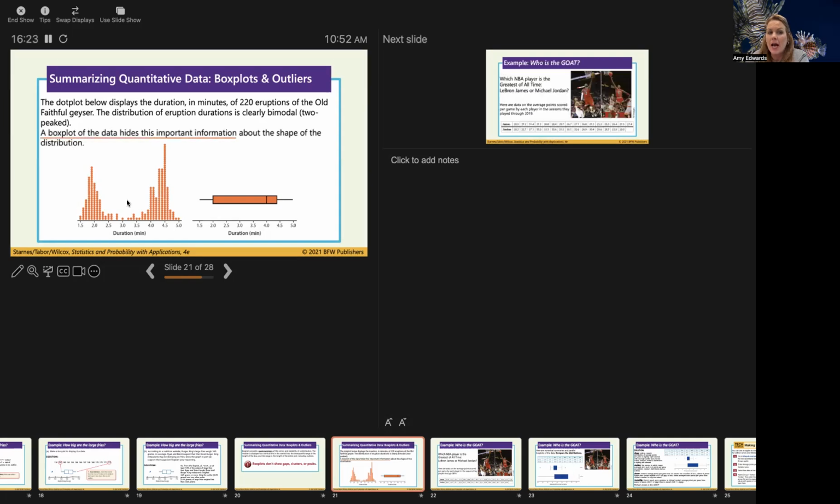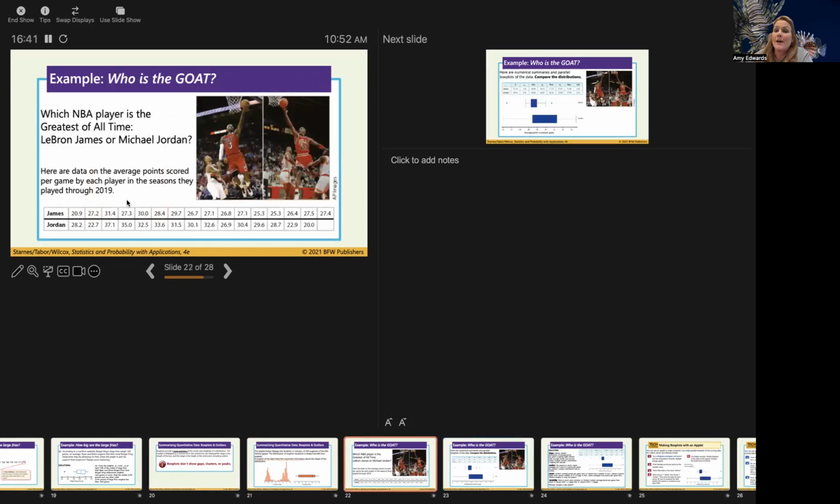So the box plot hides important information about the shape of this distribution. Okay. So again, each one of them has really, really good uses. This is why I like StatMedic too, because can I toggle between the dot plot, the histogram, and a box plot really easily? Yes. So now here's our example.